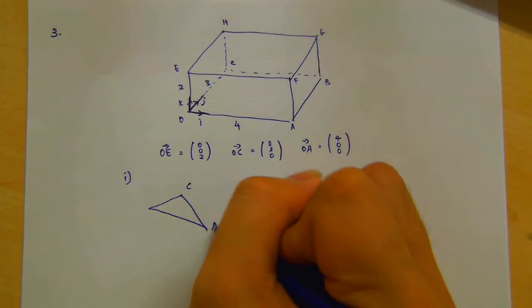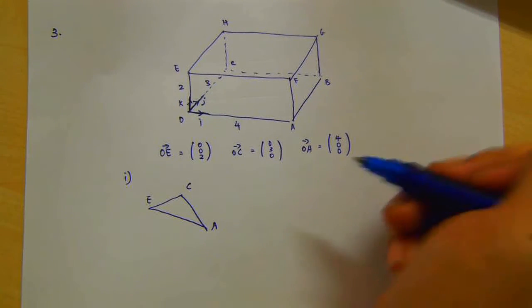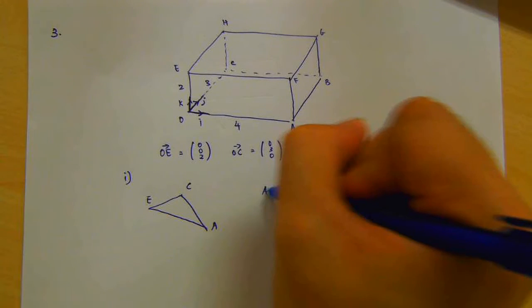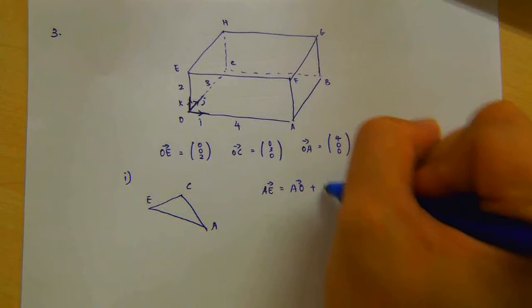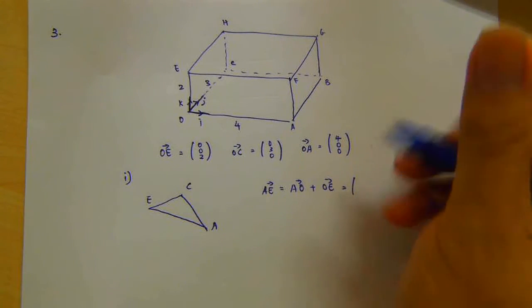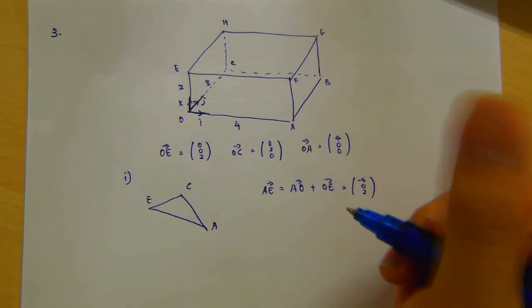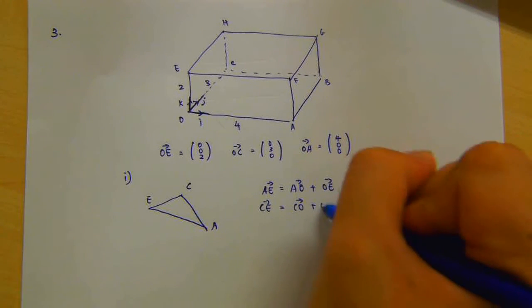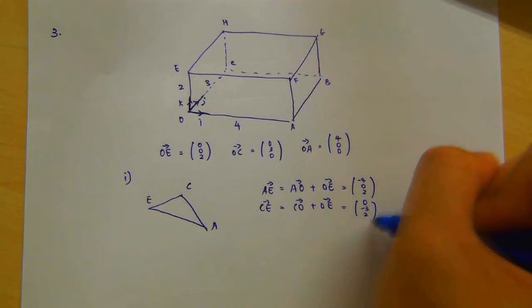So I'm going to redraw the plane again. And to get the equation of the plane, we need two vectors and one point on the plane. So for the two vectors, I'll be using AE, which is AO plus OE. This will give us minus 4, 0, 2. And for the next vector, we'll use CE, which is CO plus OE. And this will give us 0, minus 3, 2.